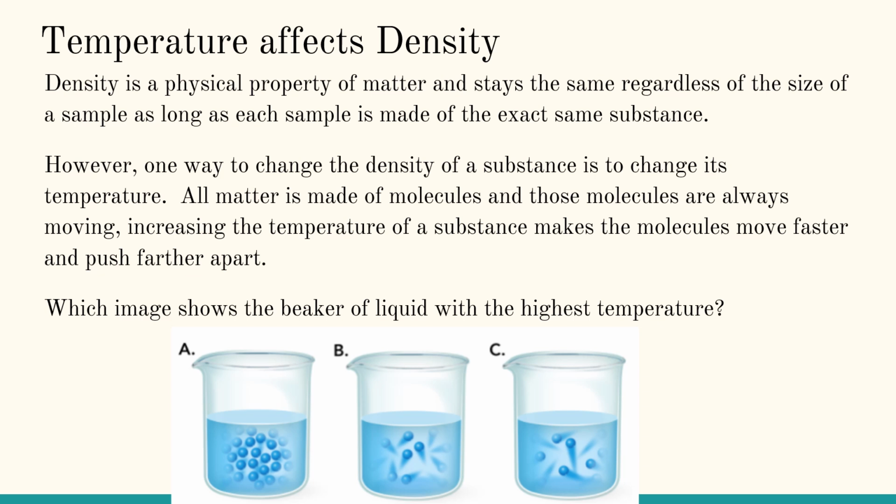Which image shows the beaker of liquid with the highest temperature? So we're looking for ones that are moving faster and further apart. And the answer to that is not going to be A, because they are very close together and not moving at all. So if we compare B and C, C has the longer streamline on it showing movement, and they are even further apart. So our answer, of course, is going to be beaker C.